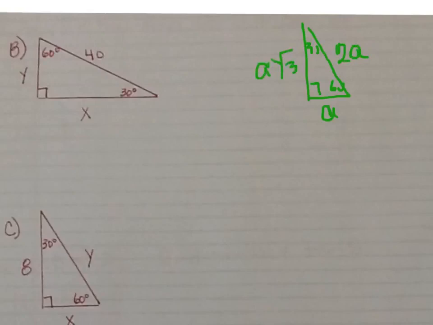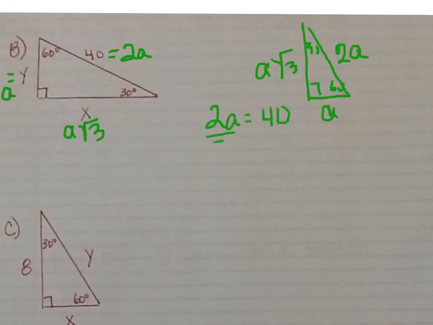So let's go ahead and label B. So opposite the 30 is A. So this piece right here is A. Opposite the 60 is A square root of 3. And opposite the 90, which is the piece that you have, is 2A. So if 2A equals 40, just like this, you divide both sides by 2, so A equals 20.